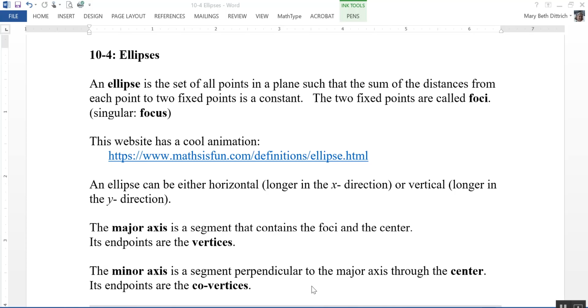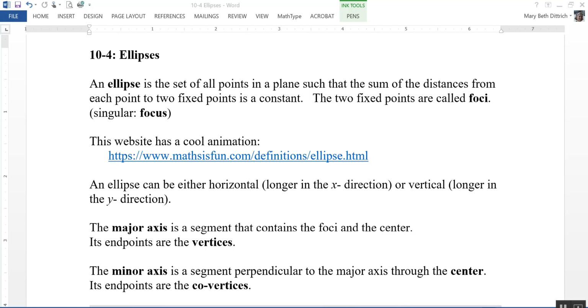Section 10.4 is on ellipses. An ellipse is the set of all points in a plane such that the sum of the distances from each point to two fixed points is a constant. These two fixed points are called the foci. The singular of that is focus.